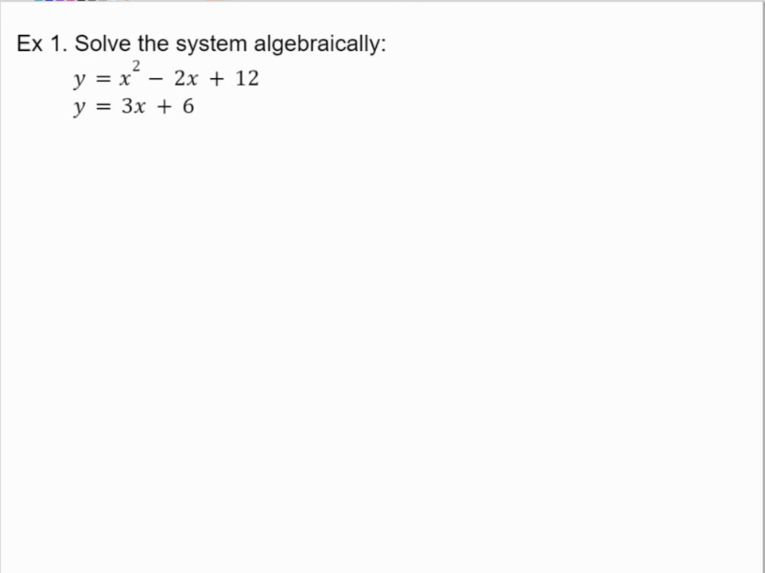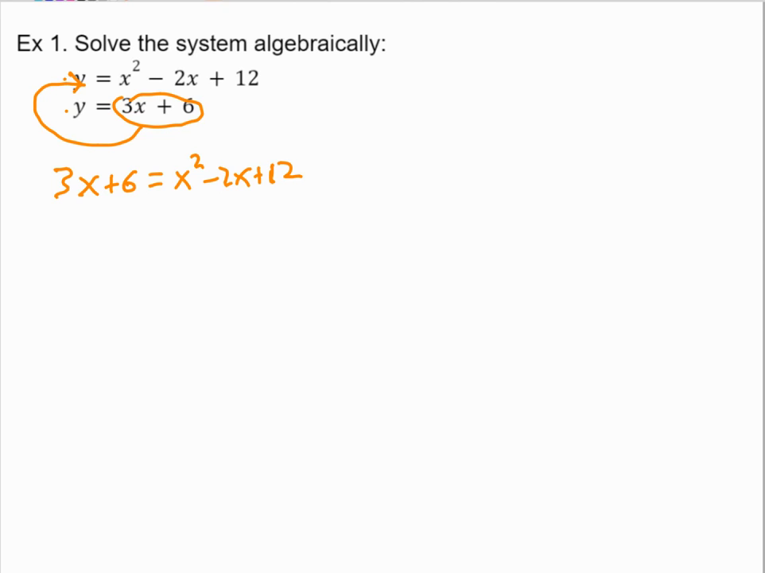So let's look at a couple examples. Here we've got example 1. It says solve this system algebraically. These are both already in the form y equals, so that's a step that we don't have to do. Since they're both equal to y, I can take this 3x plus 6 and move it up here and replace the y so that I get this equation: 3x plus 6 equals x squared minus 2x plus 12. And now all I've really done is make myself a new quadratic equation to solve.